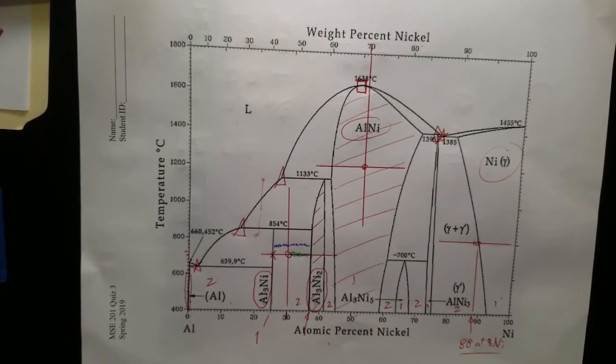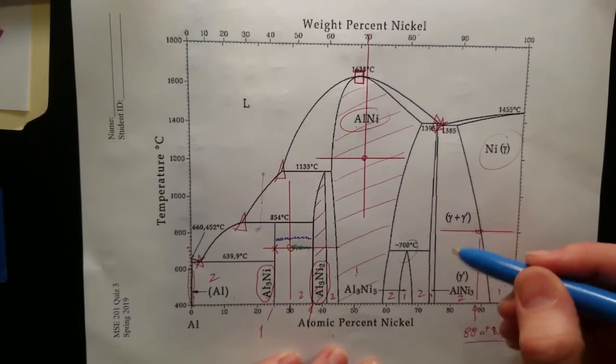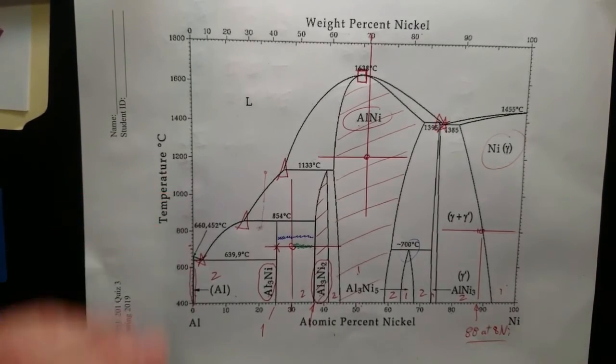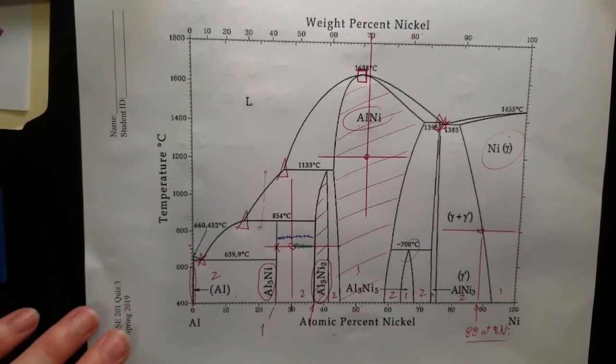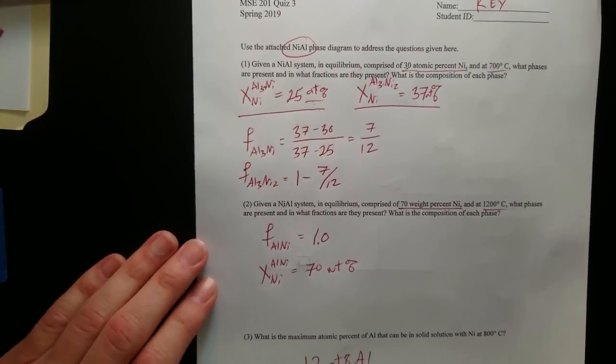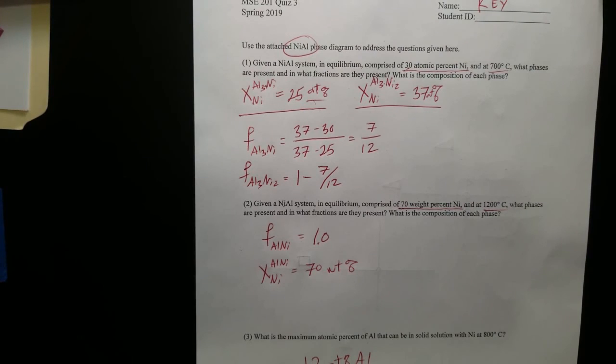I want to point out here also that there are peritectoids, which are different from peritectics, because a peritectoid is a two-phase solid region forming a single-phase solid region, and that's right here. And we're not looking for those. We were looking for the peritectic, which involves a liquid and a solid forming a solid. So these are the solutions to Quiz 3 Spring 2019.